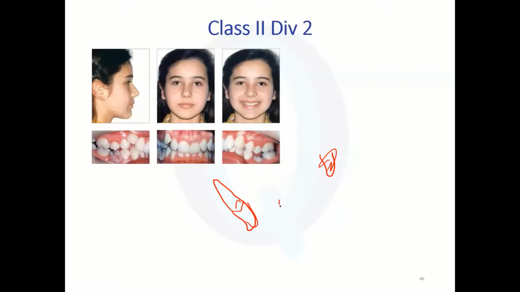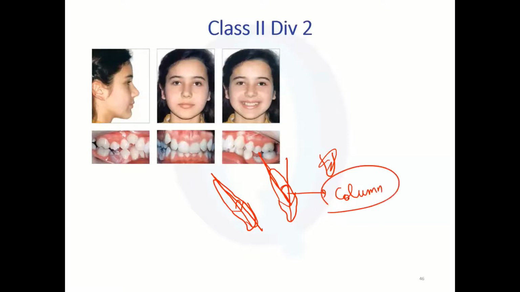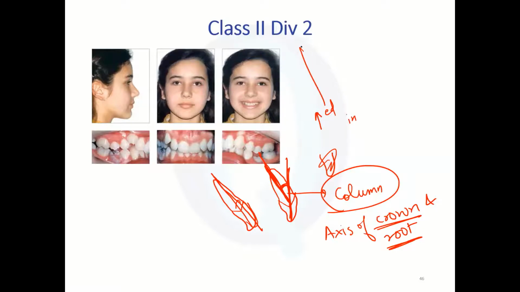Okay, what happens in class 2 division 1? Division 2, the incisor normally is like this, straight. But if we look at class 2 division 2, there is an angle between the axis of the crown and the axis of the root, which is called the column angle. The axis of crown is different and the axis of root is different. So the column angle is increased in class 2 division 2.